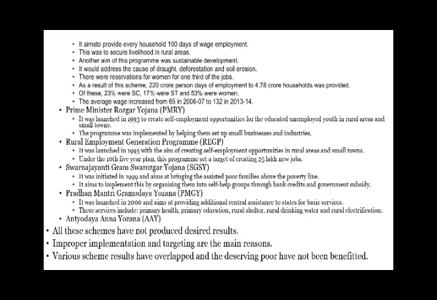PMGY, Pradhan Mantri Gramodaya Yojana. This was launched in the year 2000 and its aim is to provide additional central assistance to states for basic services. Then Antyodaya Anna Yojana, AAY. All these schemes have not produced the desired results. Improper implementation and targeting are the main reasons. Various scheme benefits have overlapped and deserving poor have not benefited.